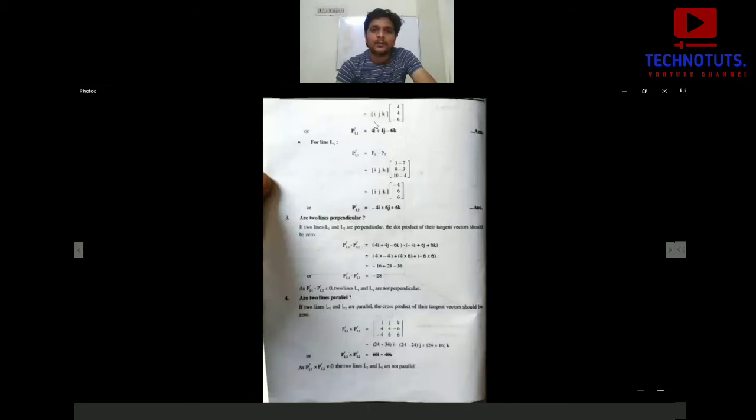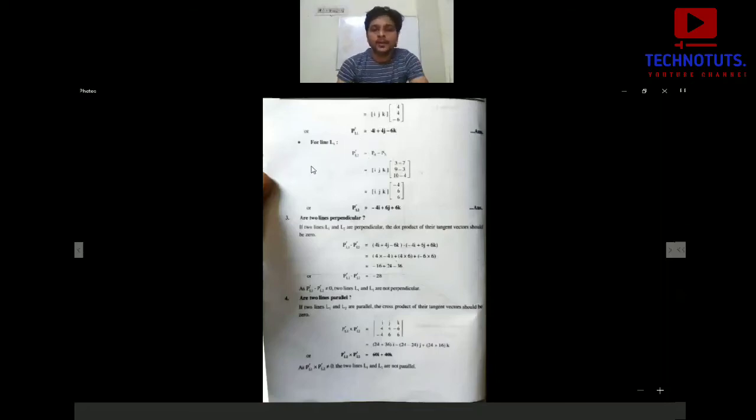Okay. So this vertical matrix we can write in equation form also. We have to just multiply this horizontal matrix with this vertical matrix and we will obtain this type of multiplication. So the tangent vector for line L1 is P dash for line L1 is equal to 4i plus 4j minus 6k. Okay. Just multiply these two matrices, we will obtain this equation.